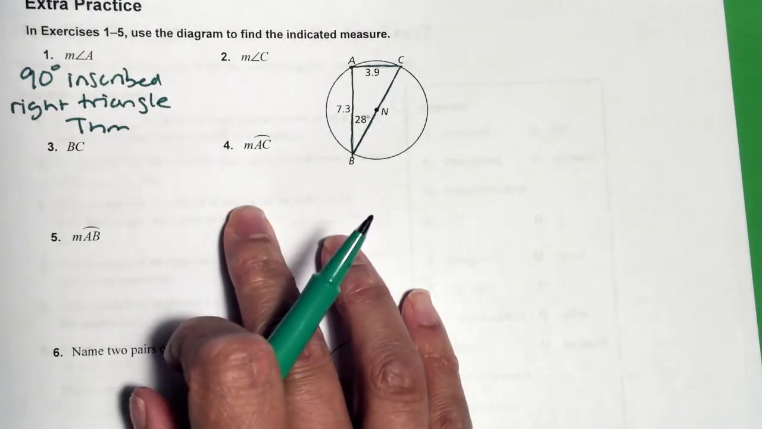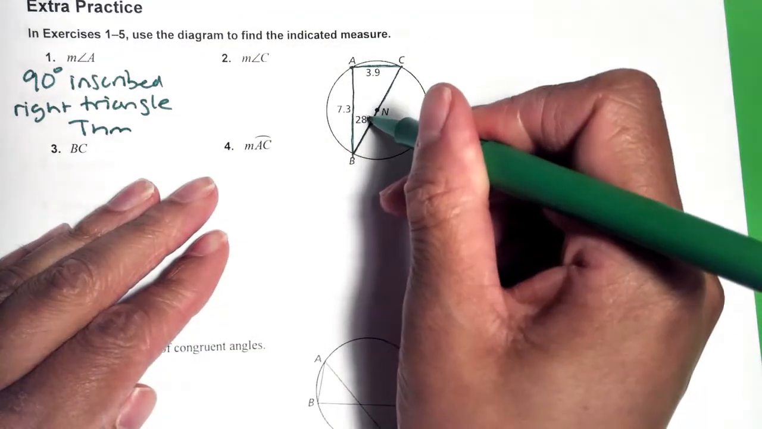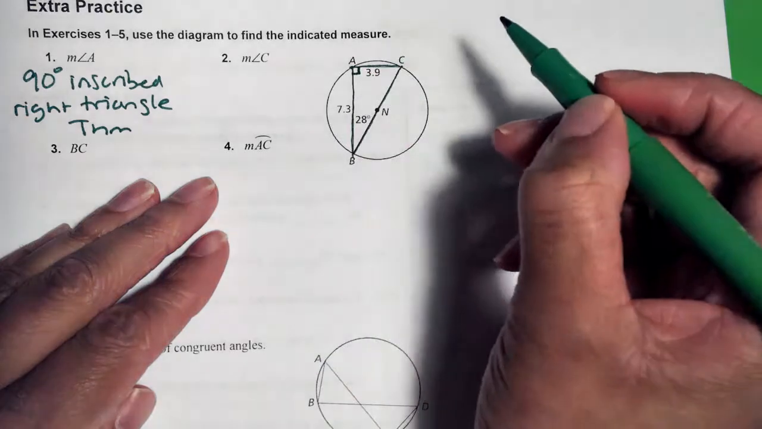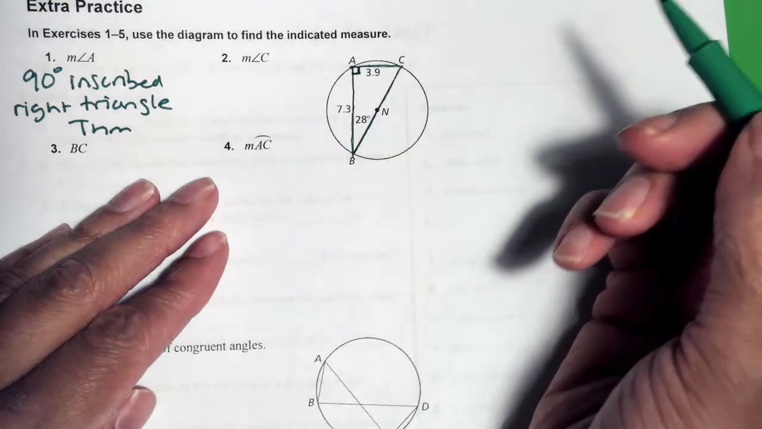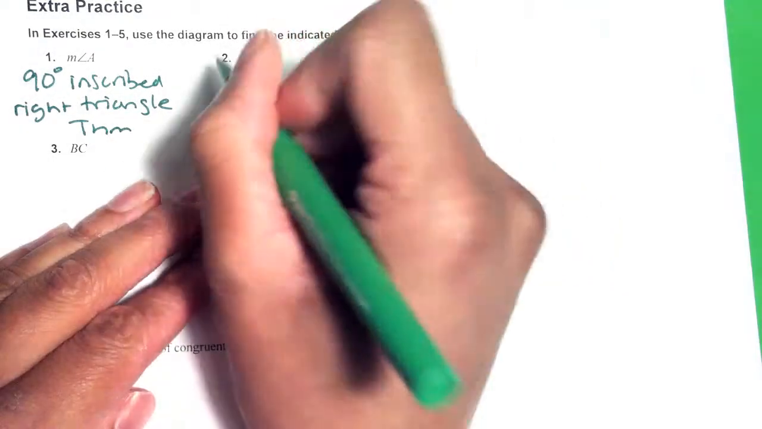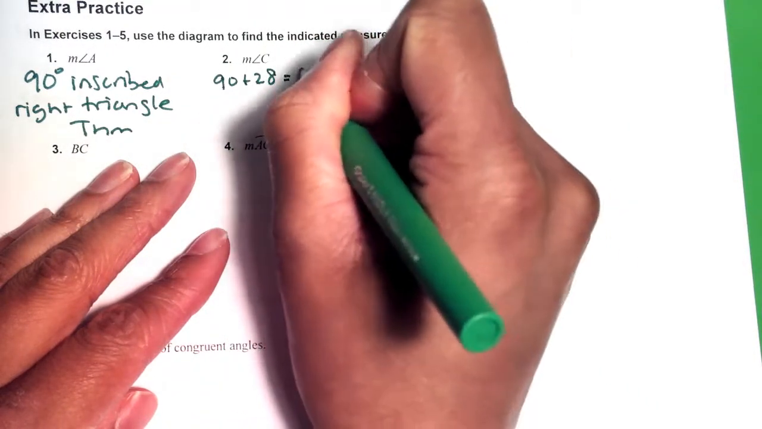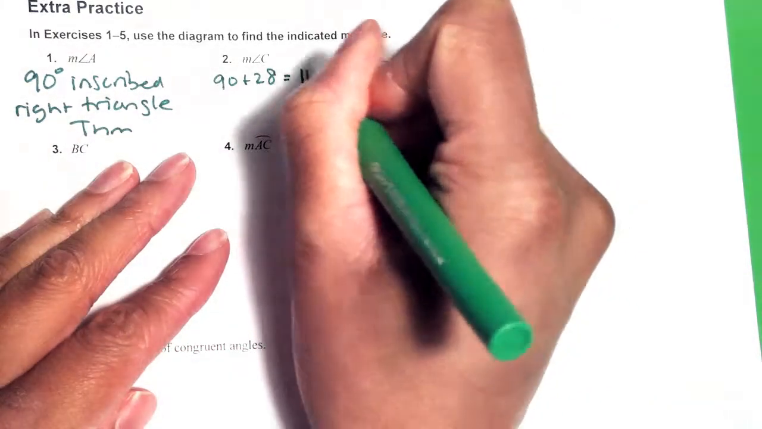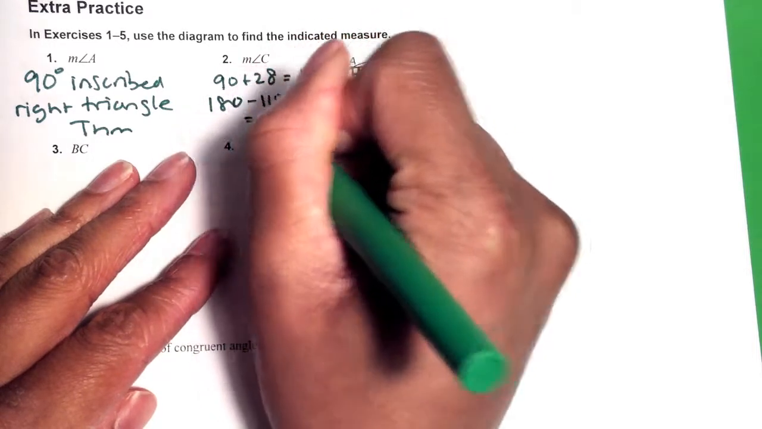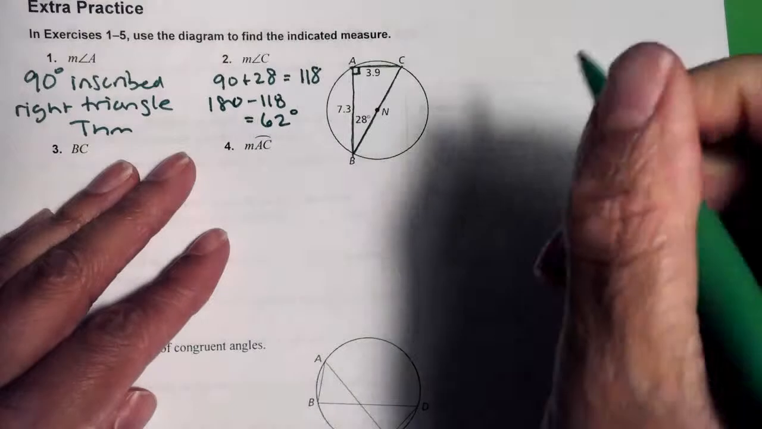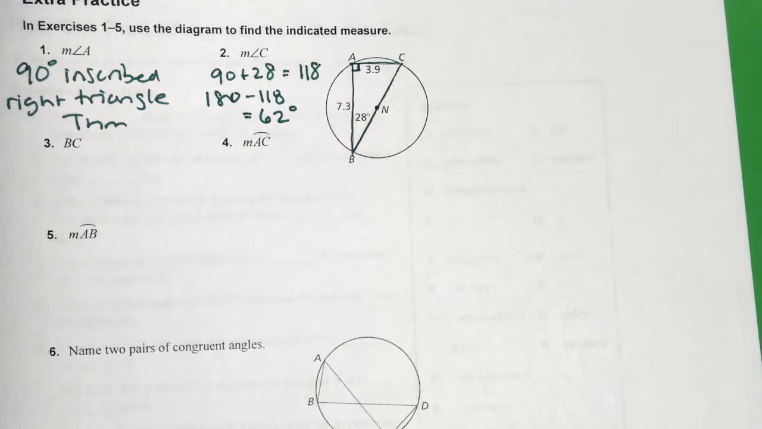So number 2, we're looking for the measure of angle C. Well, I already have 28 degrees, and I know that angle A is 90 degrees because it's a right triangle. And so we know that all triangles add up to 180 degrees. So in order to find a missing angle, I would add 90 plus 28, and I would get 118. And I need to subtract this number from 180. And so my final answer is 62 degrees for angle C. Okay, so that's for the inscribed right triangle theorem.